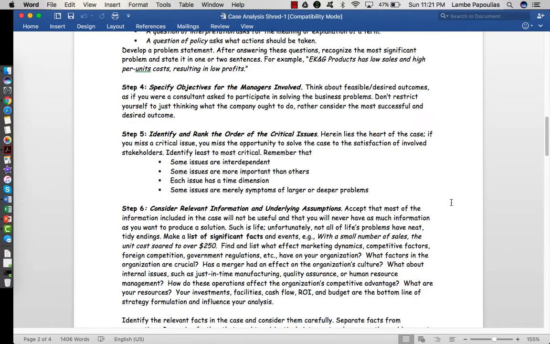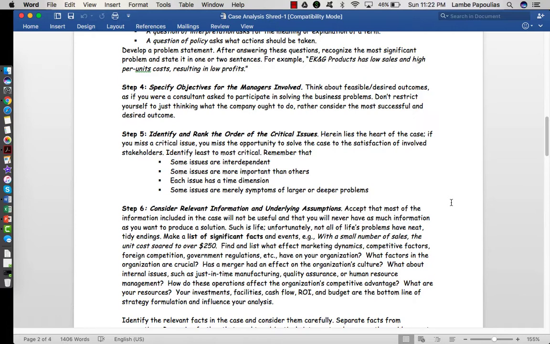Step 6, consider relevant information and underlying assumptions. Accept that most of the information included in the case will not be useful and that you will never have as much information as you want to produce a solution. Such is life. Unfortunately, not all life's problems have neat, tidy endings. So make a list of significant facts and events. Example, with a small number of sales, the unit cost soared to over $250.